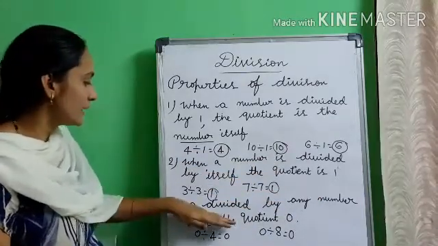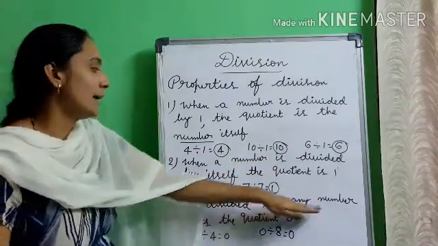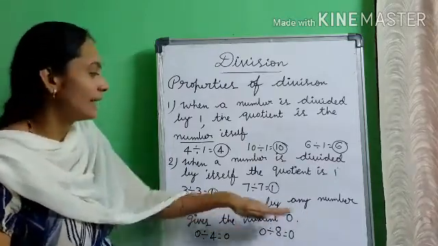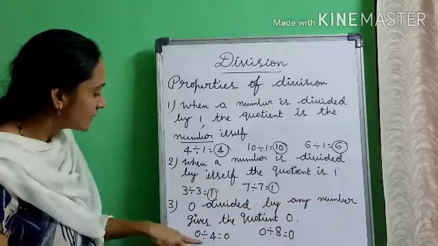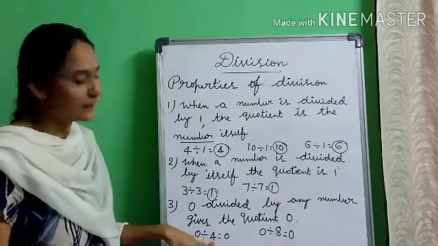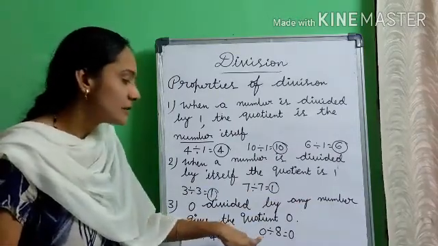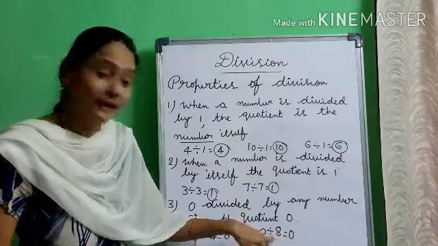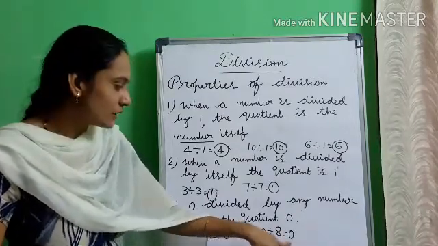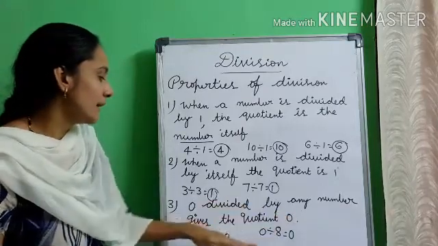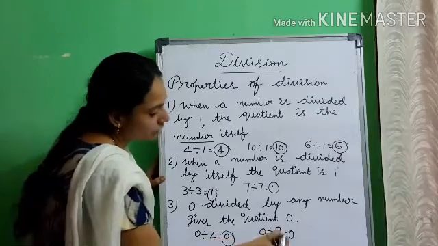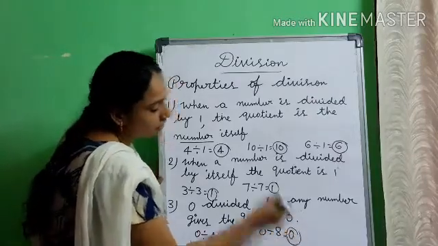And the third property is 0 divided by any number gives the quotient 0. Here 0 divided by 4. 0 divided by a number is 0. Here what is the number? 8. So 0 divided by 8 is equal to 0. 0 divided by any number gives the quotient 0. Here what is the quotient? 0 is the quotient.